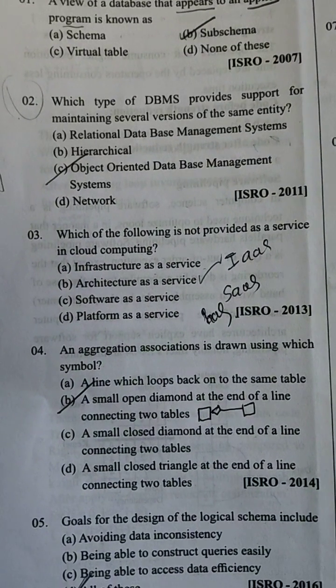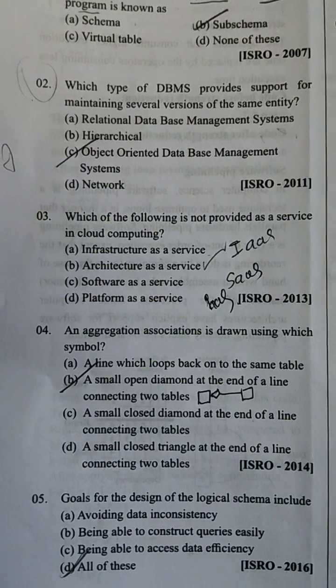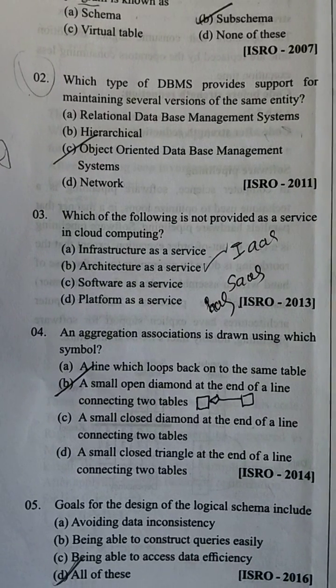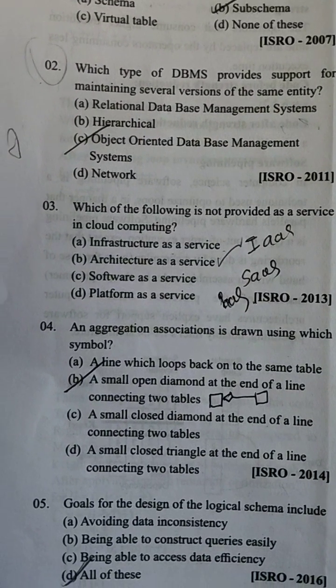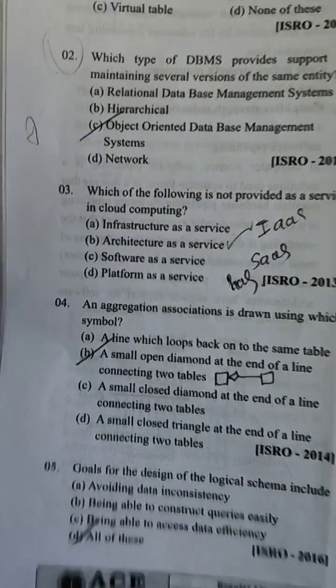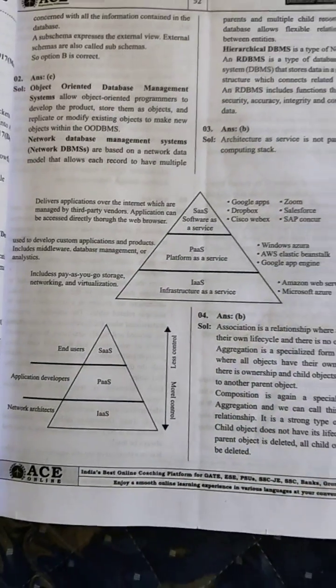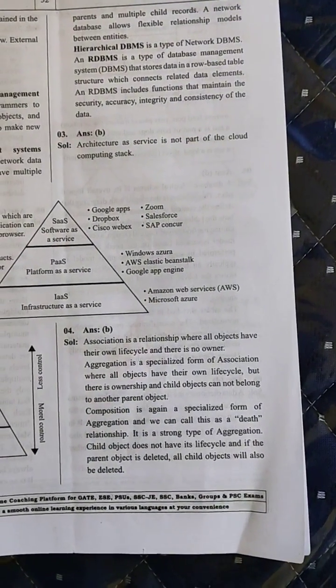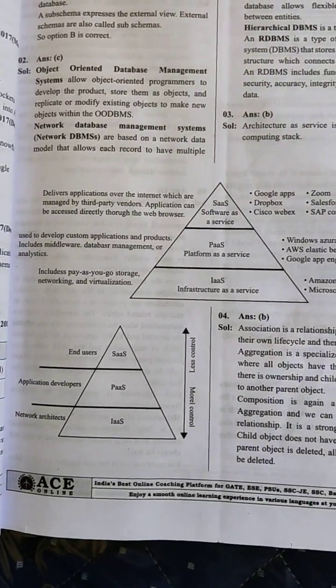Which of the following is not provided as a service in cloud computing? క్లౌడ్ కంప్యూటింగ్ ఏవి ఉంటాయి? ఇన్ఫ్రాస్ట్రక్చర్ యాజ్ అ సర్వీస్, సాఫ్ట్వేర్ యాజ్ అ సర్వీస్, ప్లాట్ఫామ్ యాజ్ అ సర్వీస్ ఉంటుంది. ఆర్కిటెక్చర్ యాజ్ అ సర్వీస్ అనేది ఏమి ఉండదు క్లౌడ్ కంప్యూటింగ్లో. ఇక్కడ ది ఆర్కిటెక్చర్ ఈజ్ యాజ్ అ సర్వీస్ ఈజ్ నాట్ ఎ పార్ట్ ఆఫ్ క్లౌడ్ కంప్యూటింగ్ స్టాక్.